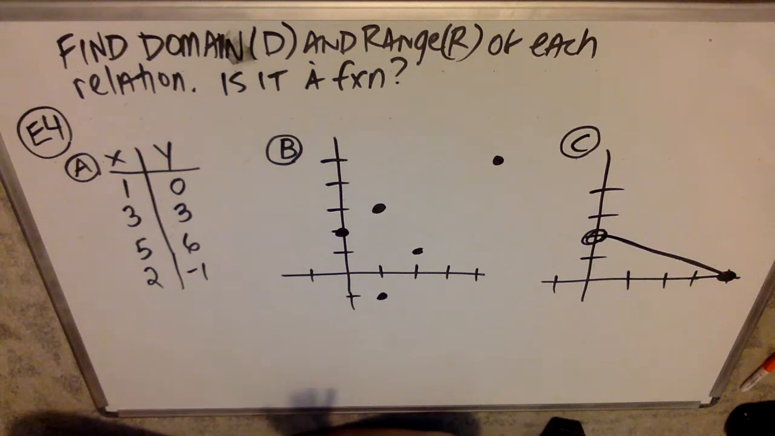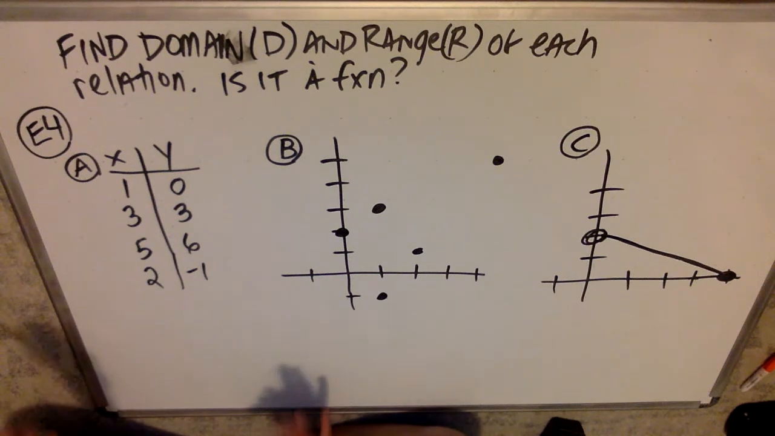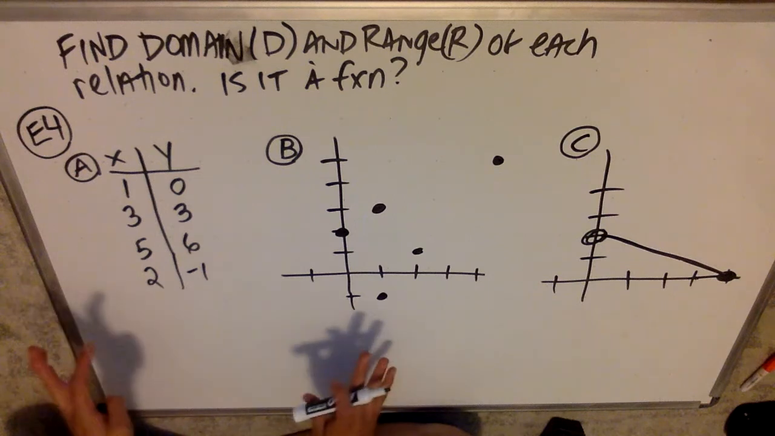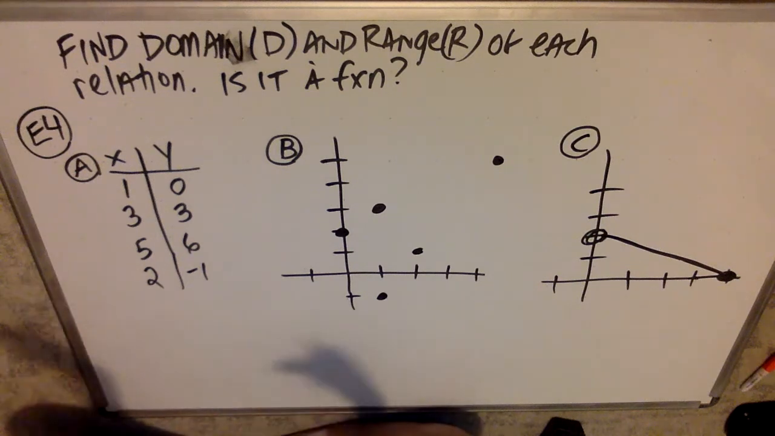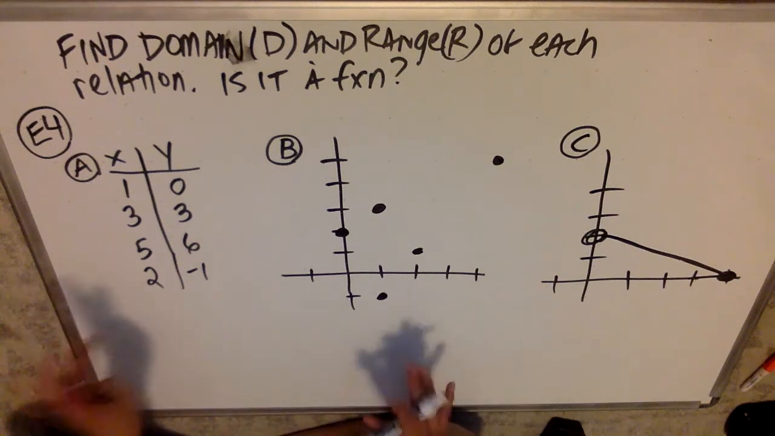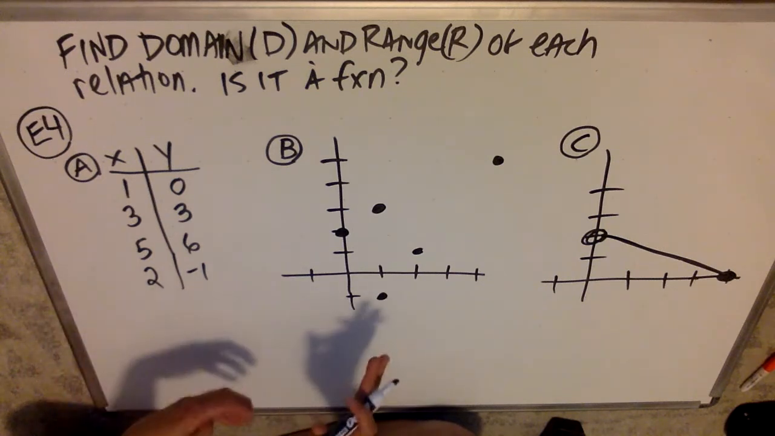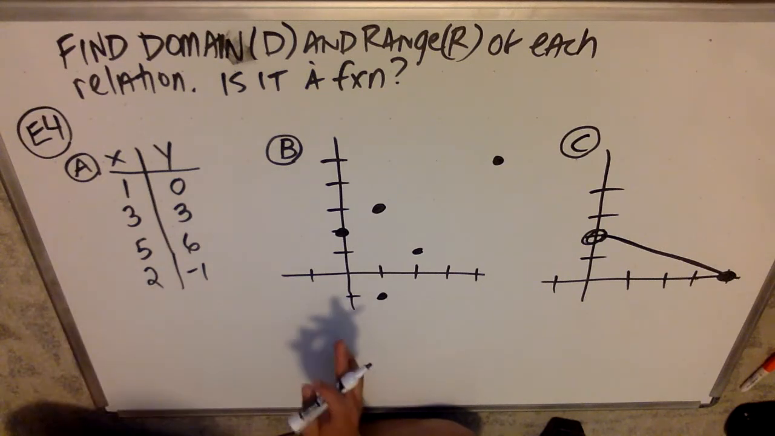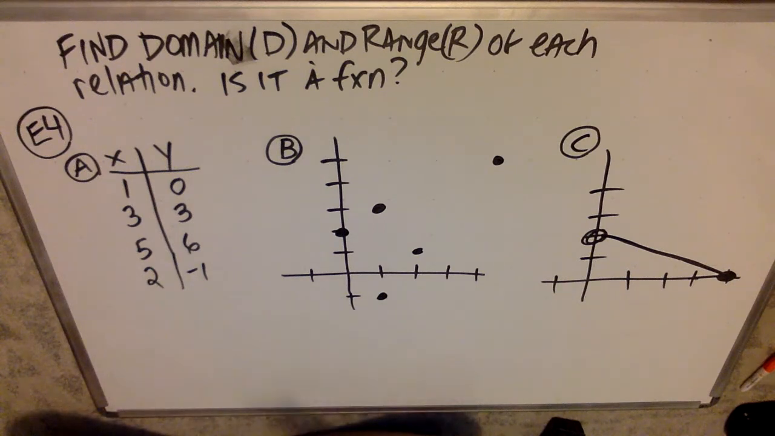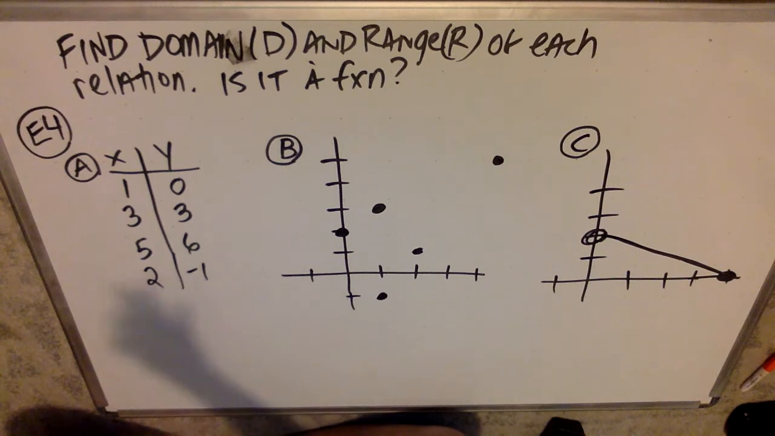Okay, so for A, remember that domain is all of the x values, all the inputs, and range is all of the outputs, the y values. One way to think about that is that D comes before R alphabetically and X comes before Y, and input comes before output if you're going alphabetically. So when we have a list of values, which is what's happening both here and here, we have a list of x values.